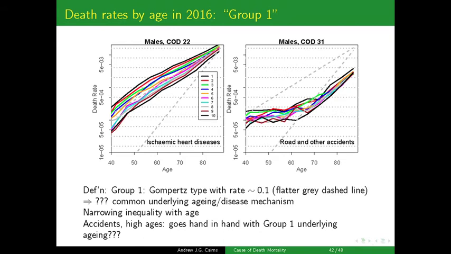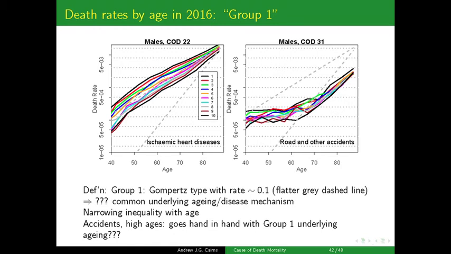So briefly, death rates by age. Instead of through time, we're now looking at age. And you can see how, as we saw earlier, much bigger inequalities at young ages, small inequalities at high ages. So that's cause of death 22, which is ischemic heart disease. And then the reason I put road and other accidents here is that when I was looking at all of these plots, I've got plots of this type for all of the causes of death.